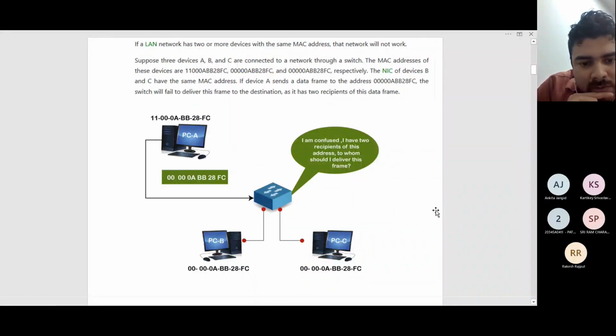So every device, every PC, every network device has a single unique MAC address, and they forward frames properly.